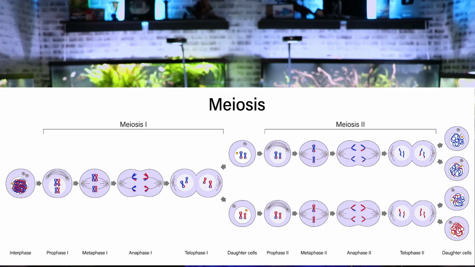Now there's going to be another round of cell division. That is the purpose of meiosis 2. And so you're going to see, once again, we have prophase, metaphase, anaphase, telophase. But here, we're no longer dealing with homologous pairs.